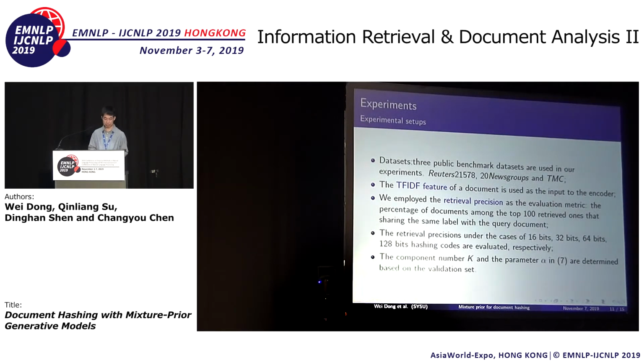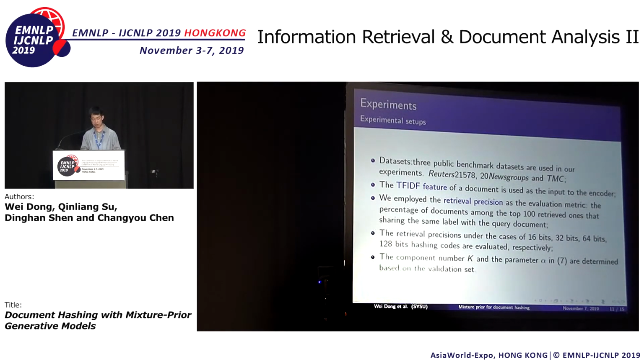About the experiment, three public benchmark datasets are used in our experiment, and their names are Reuters, 20 Newsgroups, and TMC, which is an air traffic report provided by NASA. And the TF-IDF feature of a document is used as the input of the encoder.